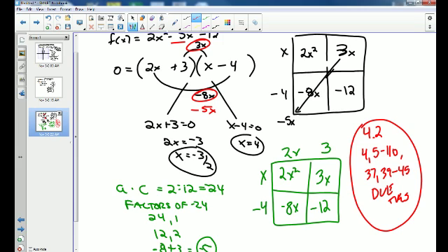Quantitative relationships in the real world. It's hard. It's not my fault.